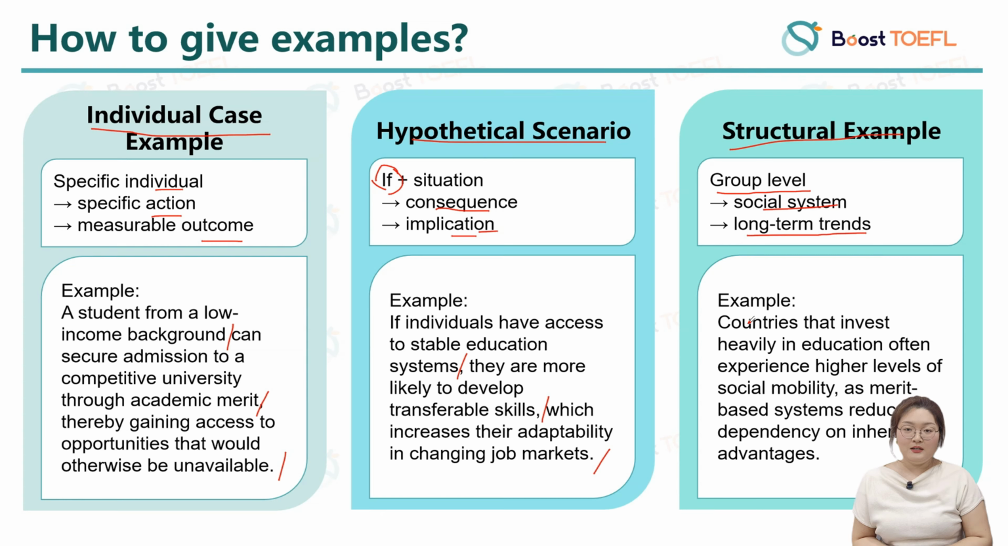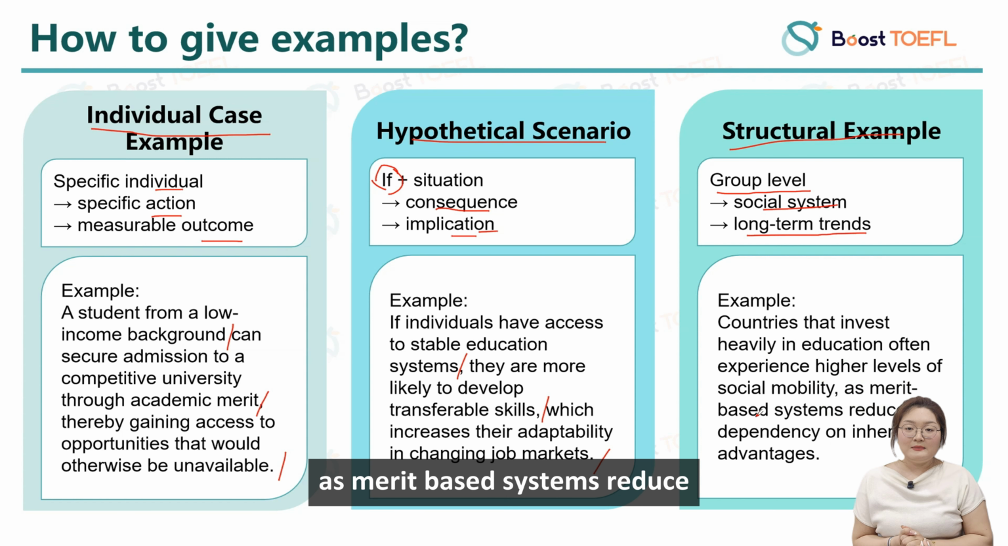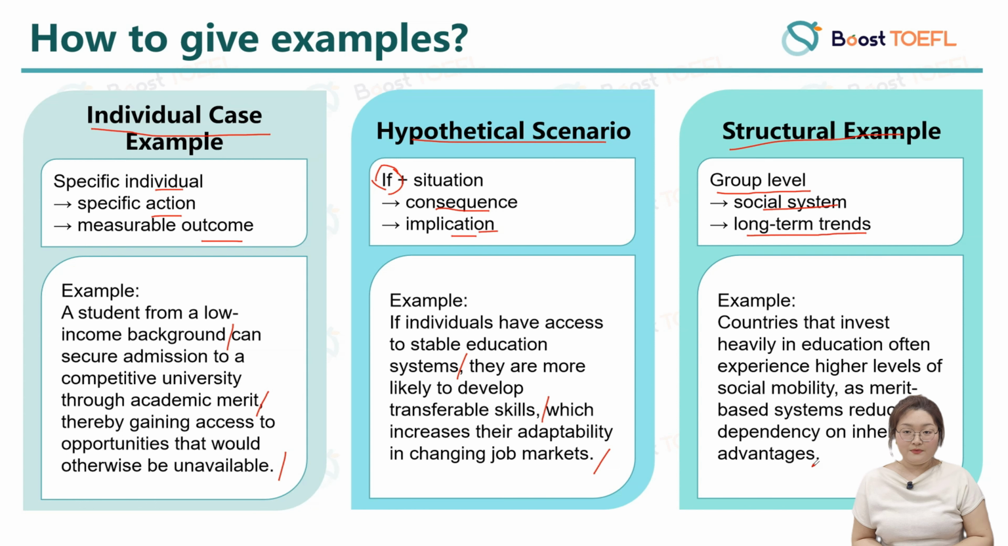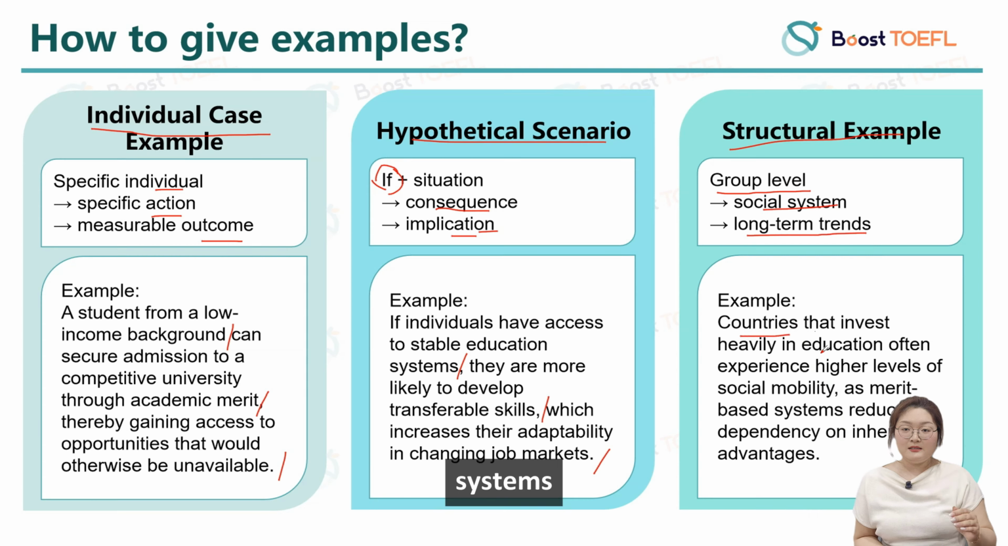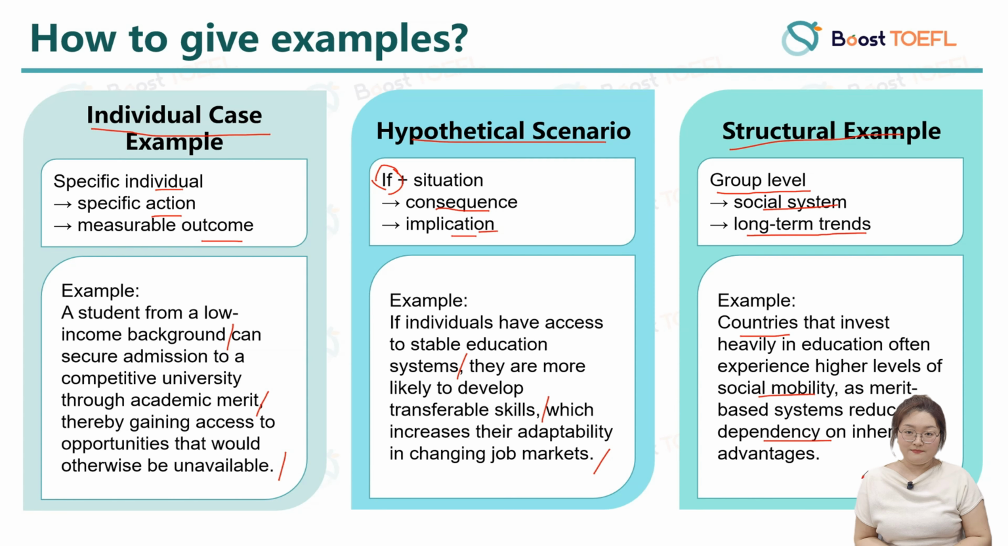For example, countries that invest heavily in education often experience higher levels of social mobility as merit-based systems reduce dependency on inherited advantages. Notice how this moves from nations, to systems, to societal outcomes. That's the power of structural thinking.